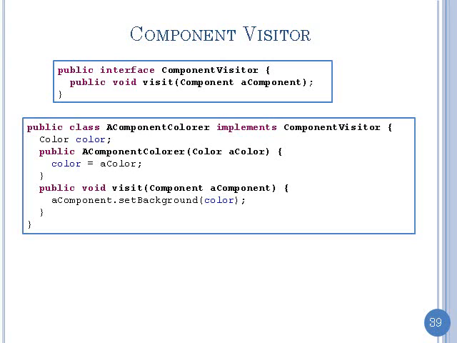And here's my component colorer. It implements the same interface, takes a different argument in the constructor, which is now a color, and it just uses that parameter on the component that's passed. Okay, so here it's just setting the color.